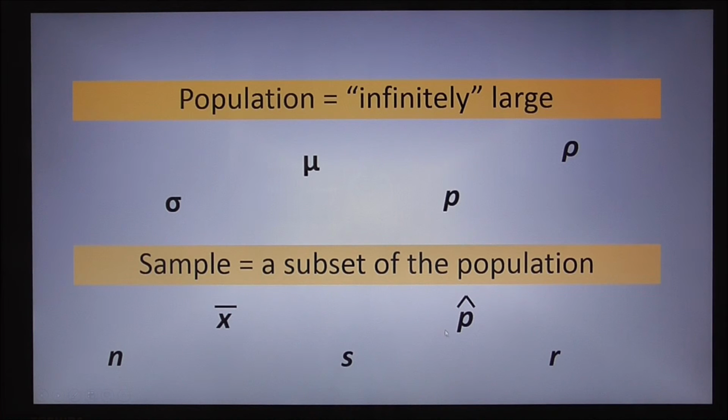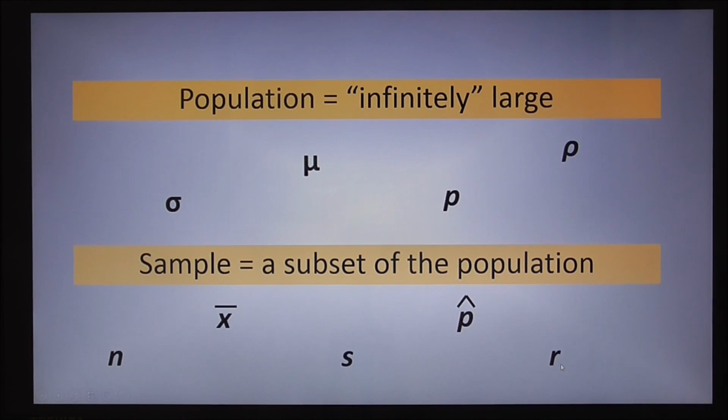Another sample statistic I've got is p hat. That's this p with this little angled thing on top of it. That's p hat. That implies that that's a sample proportion. So if I take a sample and I calculate the proportion of yeses in the sample, for instance, that would be the sample proportion, and that's an estimate of the population proportion, which is just p.